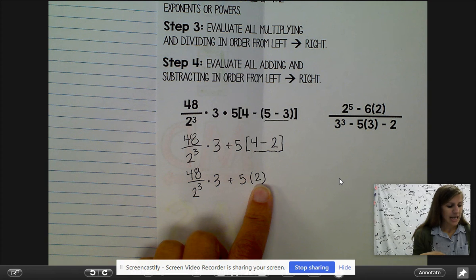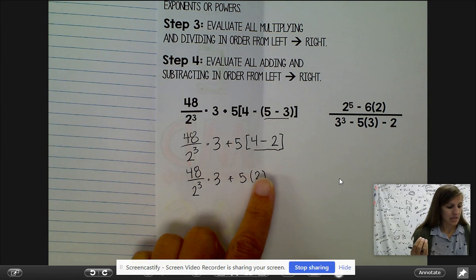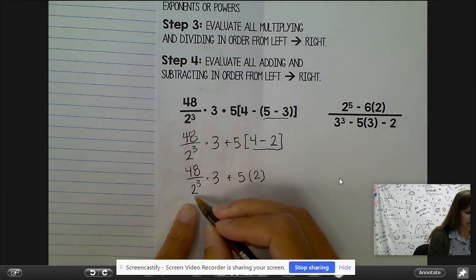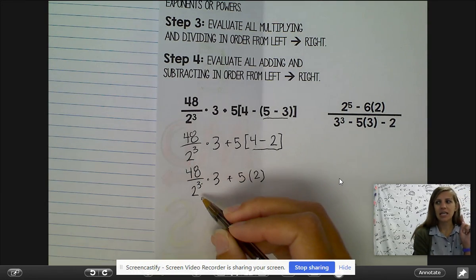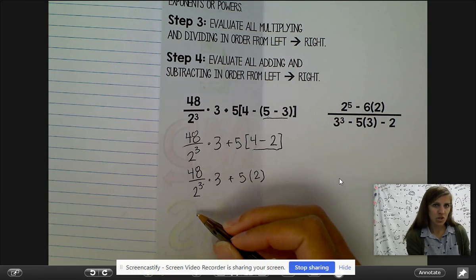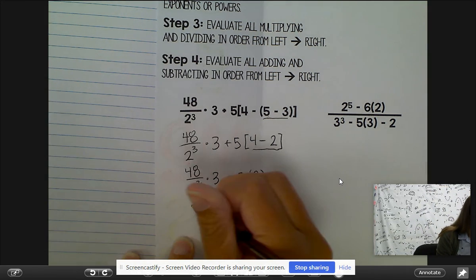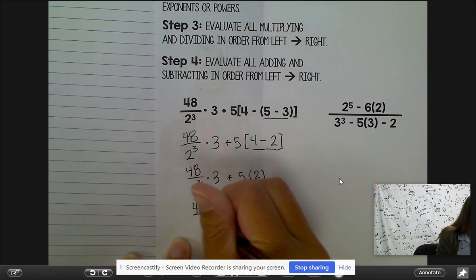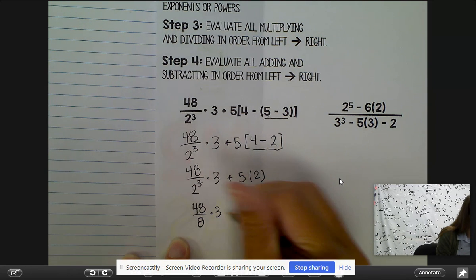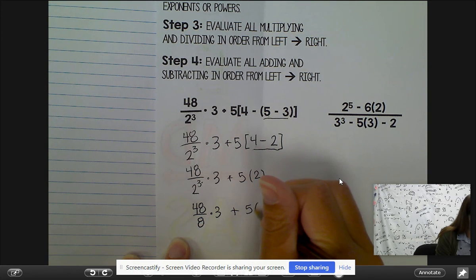So now we're looking at exponents. And if I have any exponents, I should evaluate those. And I notice that I do have an exponent down here. And 2 to the third is like 2 times 2 times 2. So 2 times 2 times 2 is 8. So we're going to have 48 over 8 times 3 plus 5 times 2.